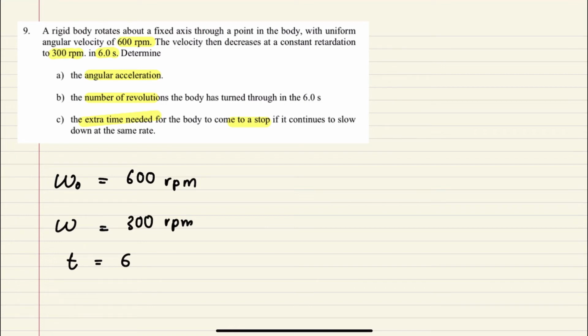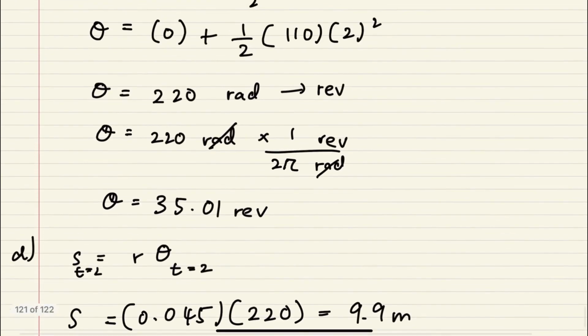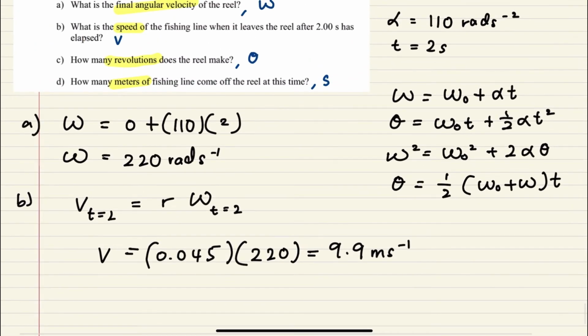If you want to solve this, the first question is to find angular acceleration alpha. The second question, number of revolutions, again this one is actually theta, and extra time needed, so they want to find t extra for the body to stop. To solve it, obviously you have to apply these four formulas. So I just copy it from here.